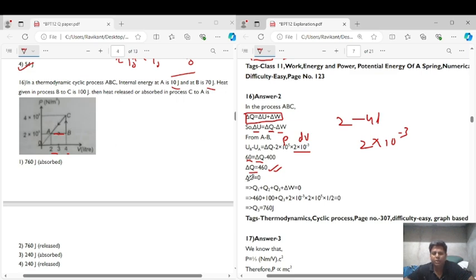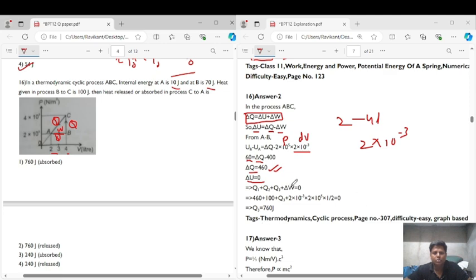So, putting delta U equals 0, we can say the total exchange of energy will be equal to 0. So Q1 plus Q2 plus Q3 plus delta W is equal to 0. Why? See, Q1 is the heat supplied during AB, Q2 is the heat supplied during BC, Q3 is the heat supplied during C to A, and this area is work done.